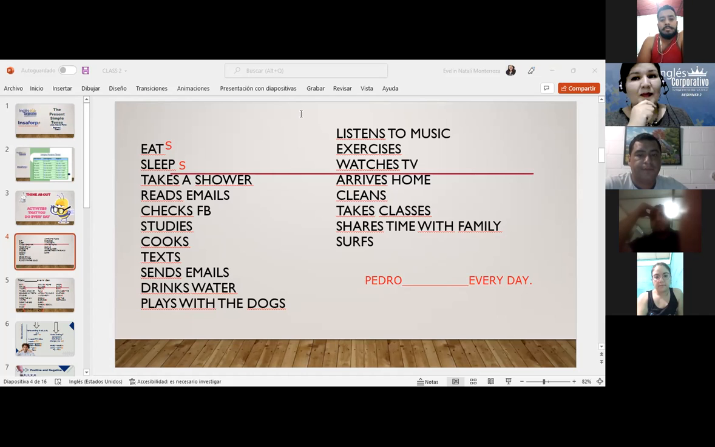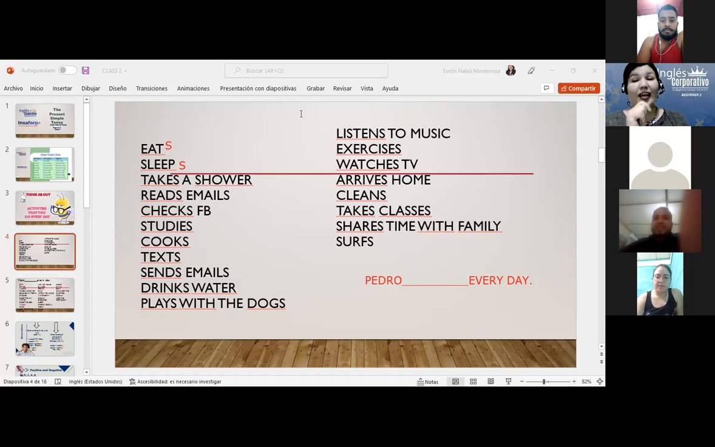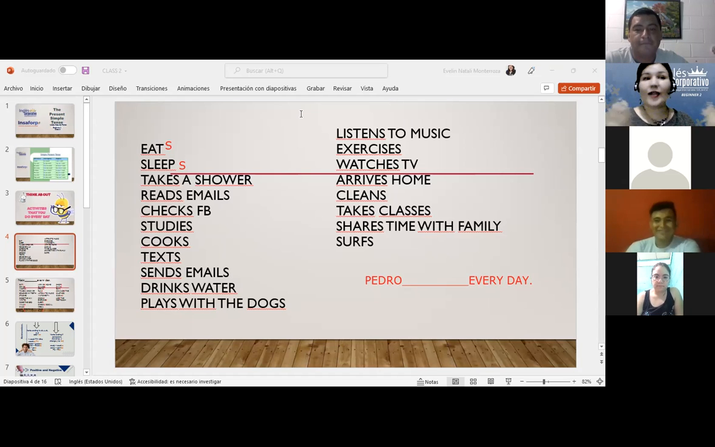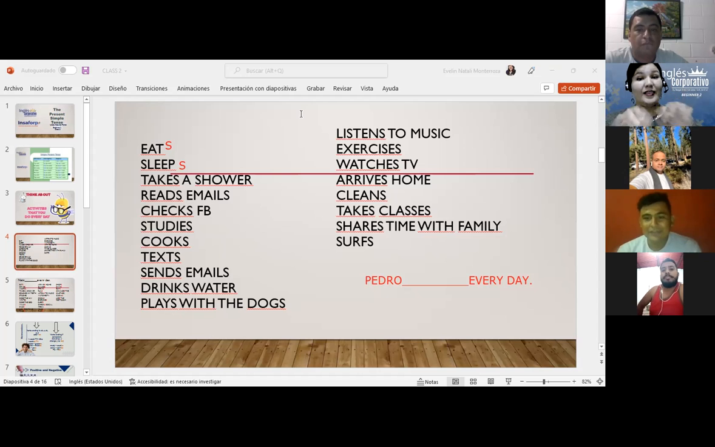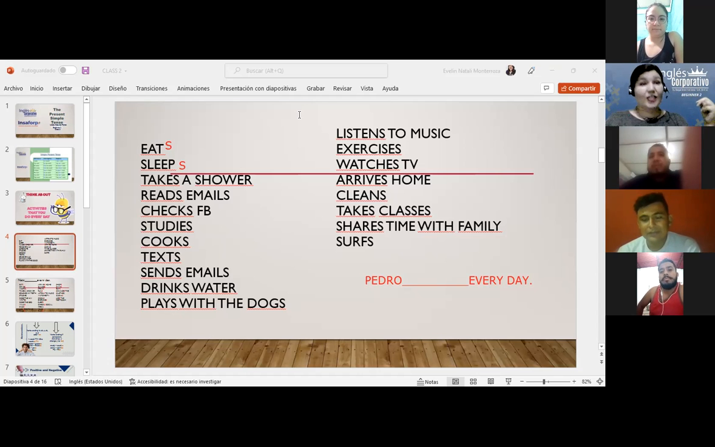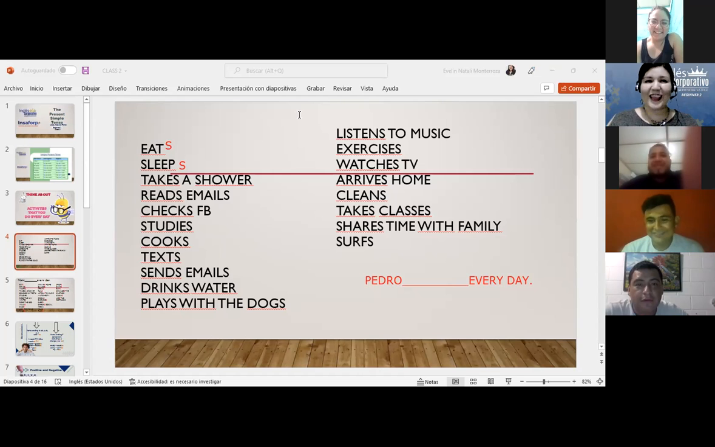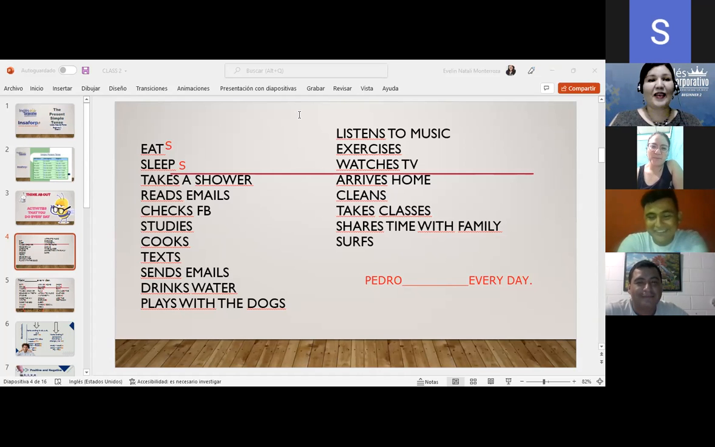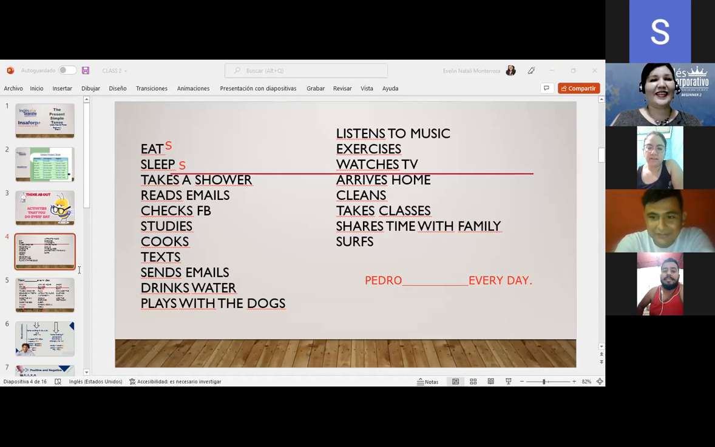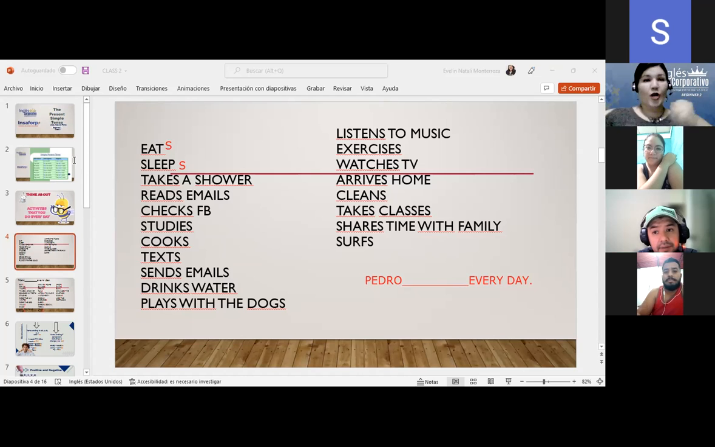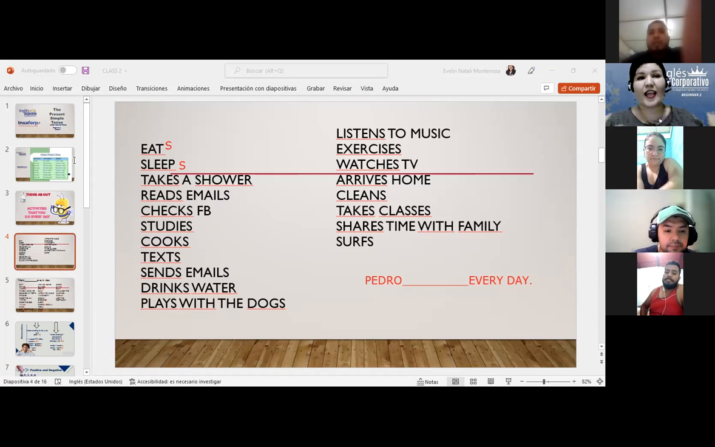Hagamos más oraciones. Pedro exercises. Reads every day. Sleeps every day. What else? Sends emails every day. What else? Cooks every day. Watches TV. Checks Facebook every day. Drinks coffee every day, right? Drinks water. Very good. Pedro runs every day. Okay. Another one. Pedro exercises every day. Pedro shares time with his family every day.